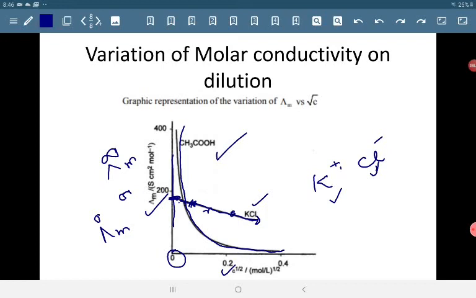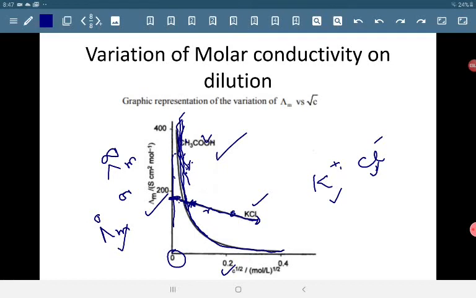Now, let us study the graph for weak electrolyte, acetic acid. Here as the concentration decreases, you can see that it increases to a marked extent, but this graph for weak electrolyte cannot meet the y-axis because it is going this way. You can't extrapolate it. It's going almost parallel to this axis. So the molar conductivity at 0 concentration for weak electrolyte cannot be determined from the graph.